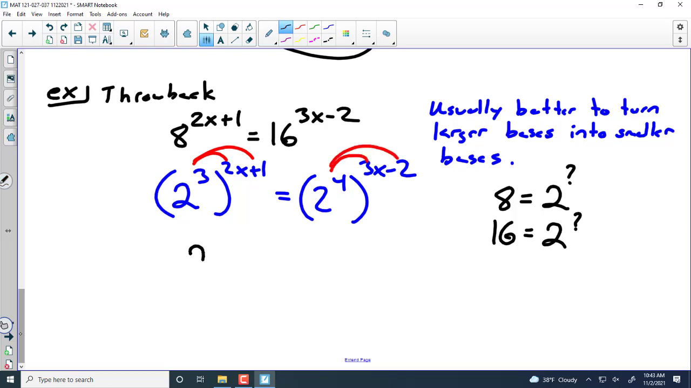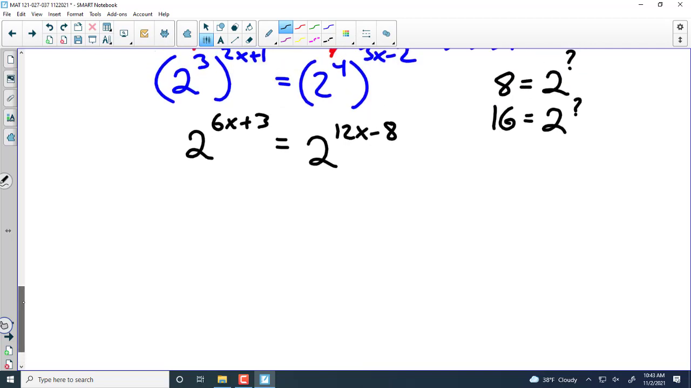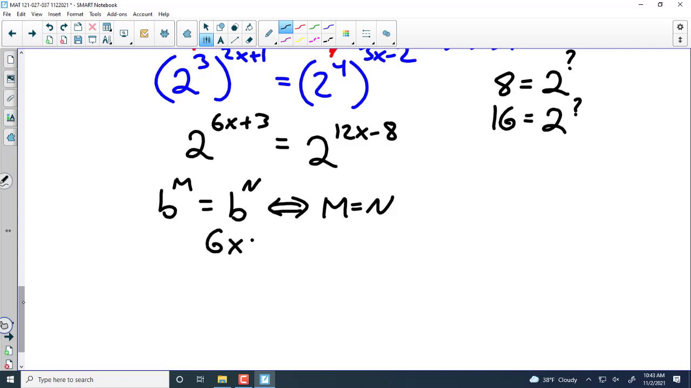So what we end up with is 2 to the 6x plus 3, and 2 to the 12x minus, oops, forgot my x, 12x minus 8. And once the bases match, we had a property that said, if your bases match, then the powers match. That actually works both ways. So then we say 6x plus 3 equals 12x minus 8.